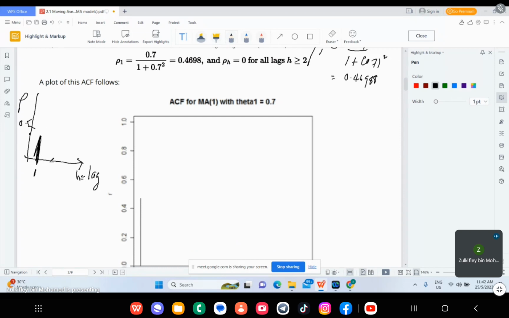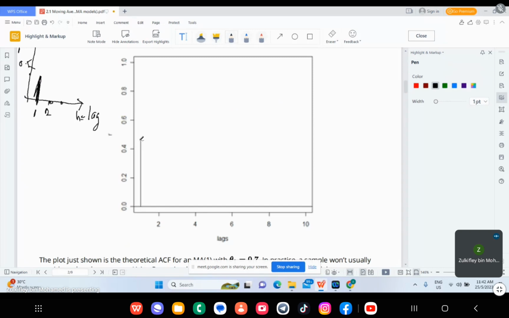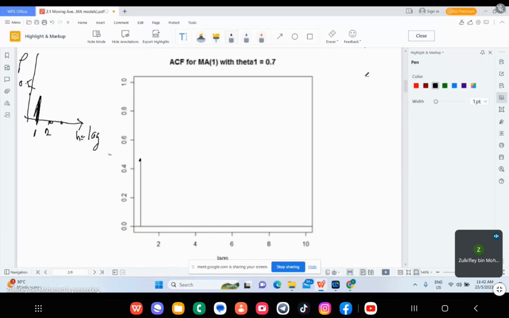Kalau rho 2, dia sama kosong. Rho 3 bersama kosong and so on so forth. So kita ada satu palang saja di sini. Now, kalau you run, you gunakan pada software, you plotkan ACF, autocorrelation function, dan tiba-tiba awak nampak satu palang je naik di sini. Satu palang saja dekat rho 1. Makanya ini merupakan fungsi ataupun model MA1.